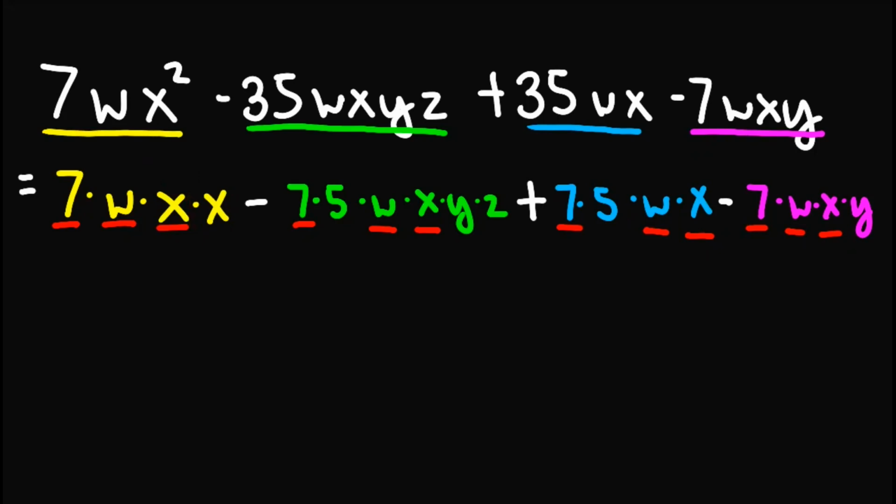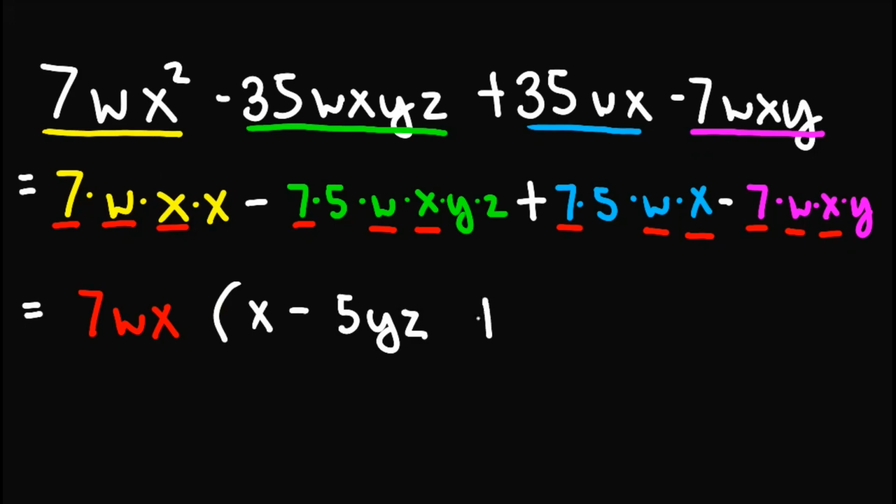For y, this doesn't have a y. This doesn't have a y. For z, this is the only term that has a z. For the factor 5, this too doesn't have a factor of 5. And so, we can now factor out 7, w, and x. So we will have 7wx times what's left inside: x minus 5yz plus 5 and minus y. And this is the factored form of this polynomial.